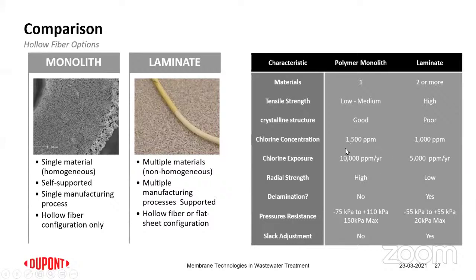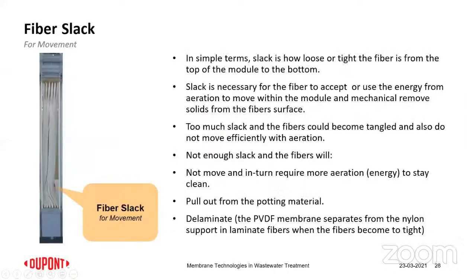The higher the chlorine tolerance is, the higher the membrane life. Then is there a possibility of delamination, as in is there a chance that it will peel off in the case of a single material? No. And of course, if it's laminated, it can definitely get delaminated. There is also a certain requirement for slack. I will come to this in the next slide.